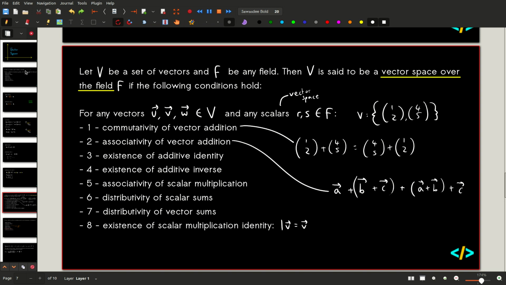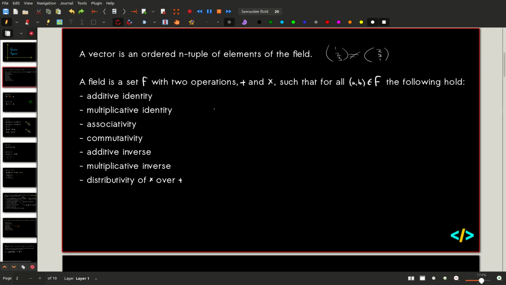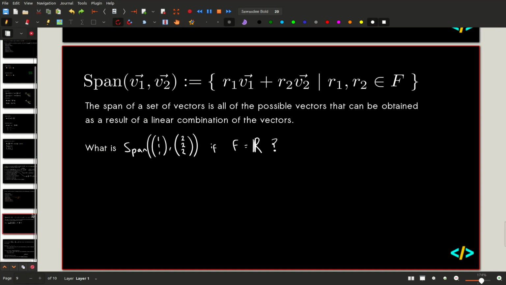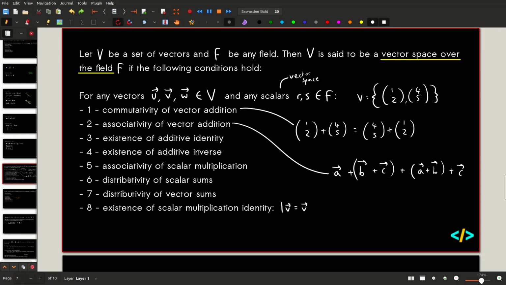Yeah, sure. So I'll do it. A field is just any set F with two operations, plus and times, where for all pairs of numbers in that set, these conditions hold. I'll just grab a quick screenshot of this and send it. Cool. Okay. Yeah, so here we are.